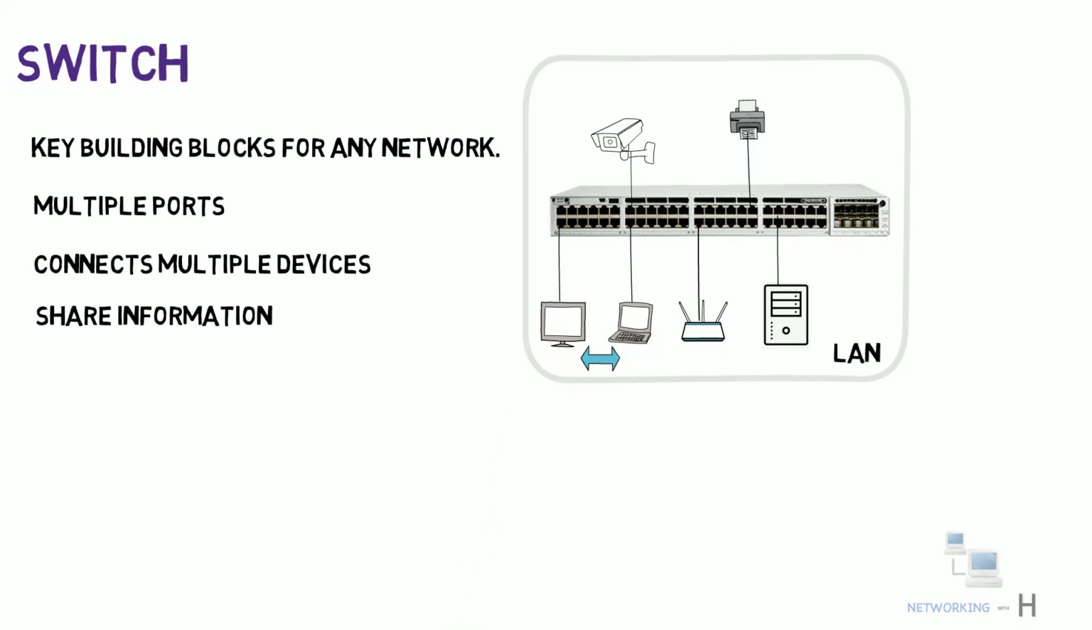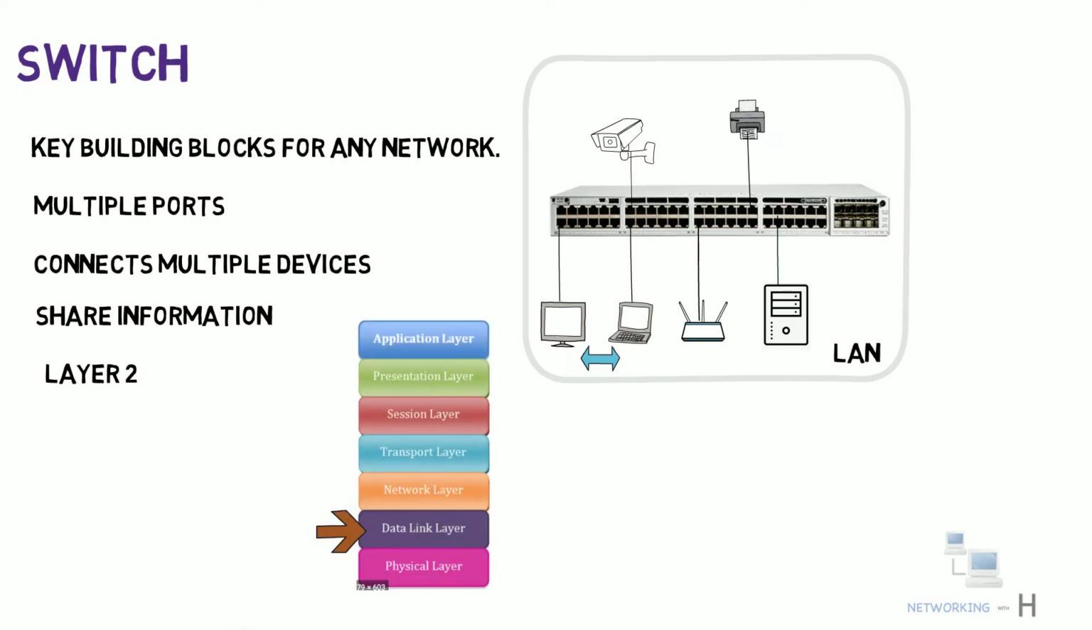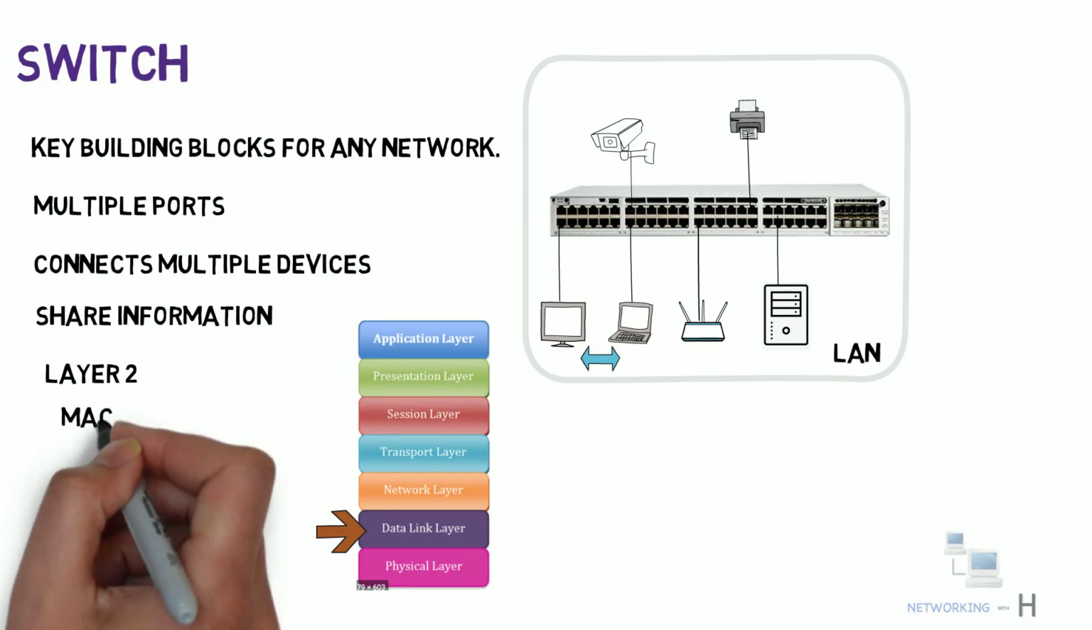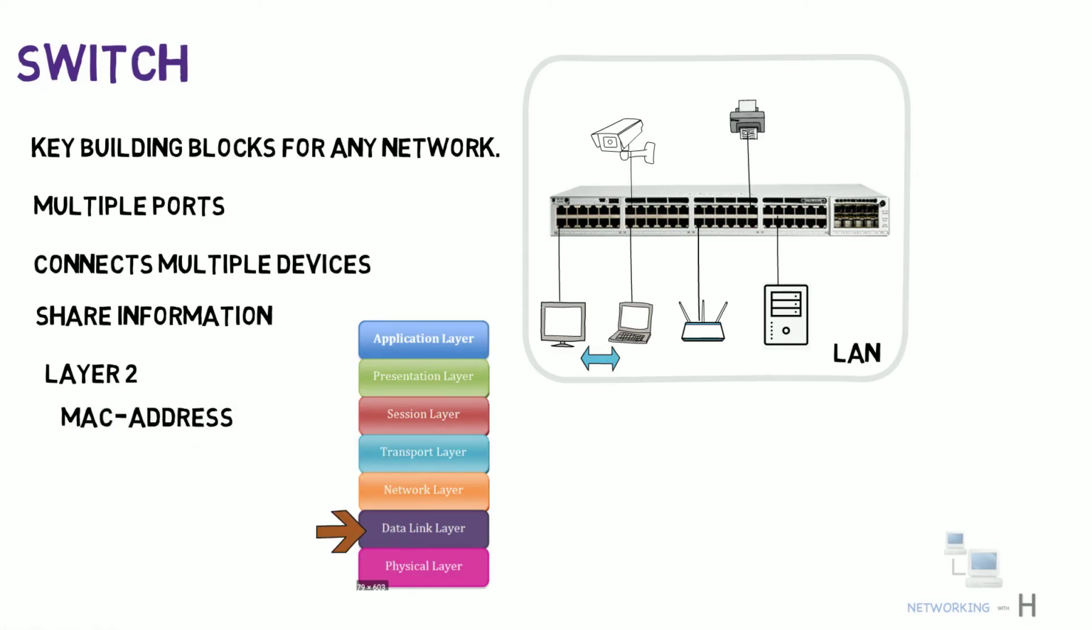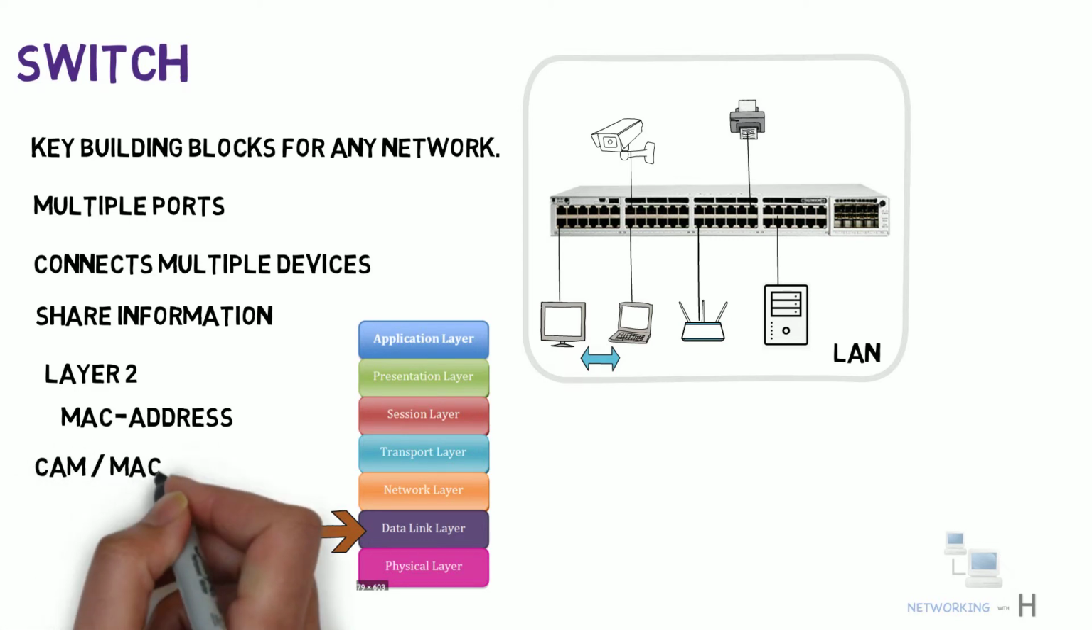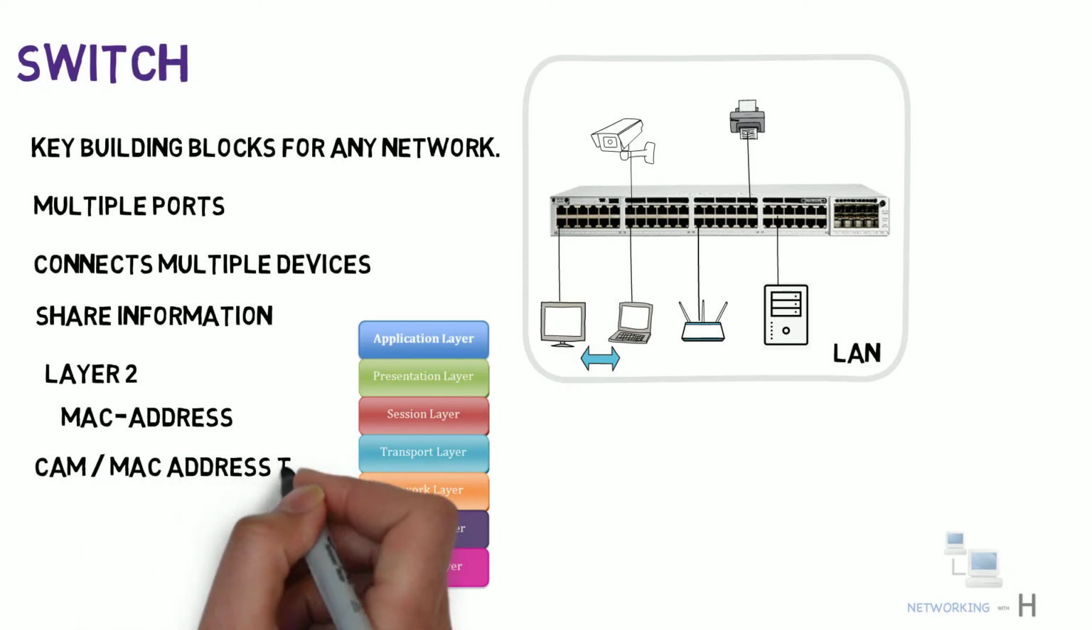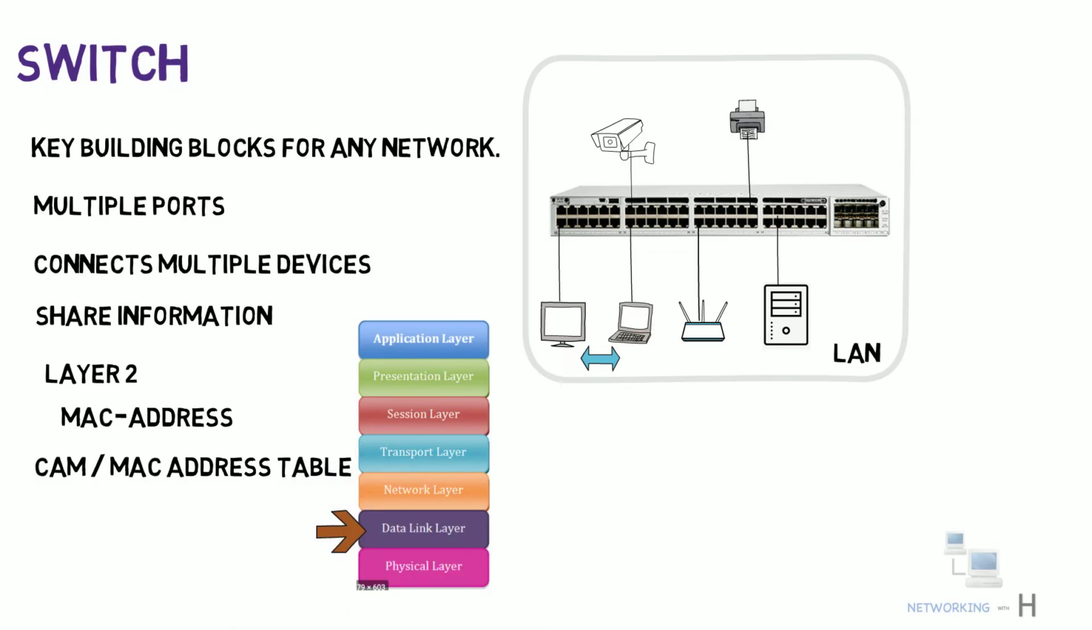It is called a layer 2 device because it works on layer 2 of the OSI model, and it uses MAC addresses in order to share data from one end to the other. It learns the physical addresses of the devices that are connected to it and stores these physical addresses, called MAC addresses, in its MAC table or CAM table. Unlike a hub, a switch is an intelligent device.